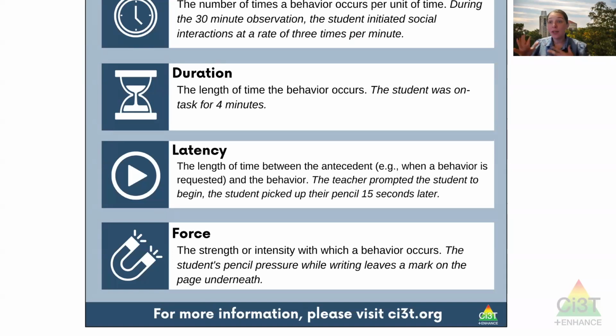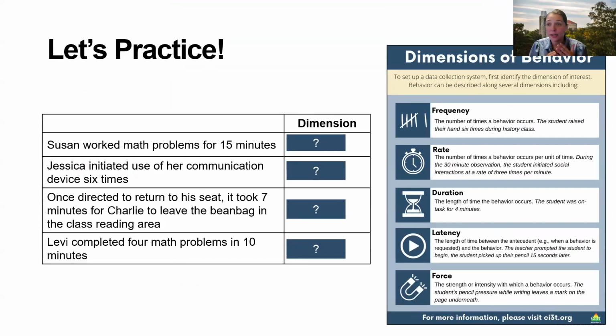So first, before you pick the type of measurement system, you want to think about the dimension of behavior, because that's going to tell you what type of system might be the best fit. So let's quickly do a few examples. I'm going to read an example, and you're going to tell me the dimension that matches. And I put that infographic there to hopefully be helpful. Again, those dimensions are frequency, rate, duration, latency, and force.